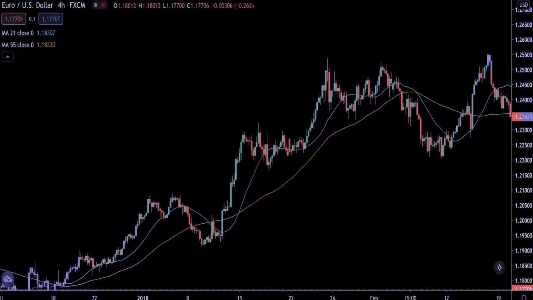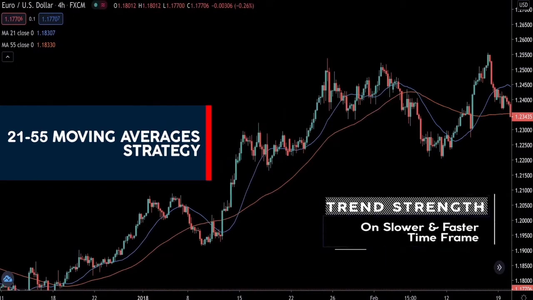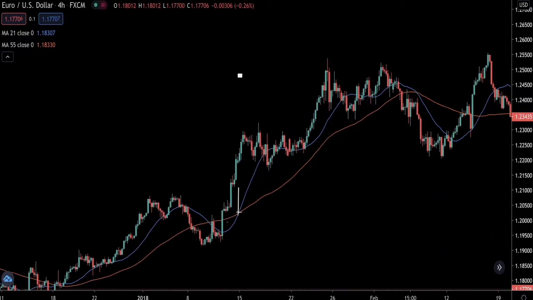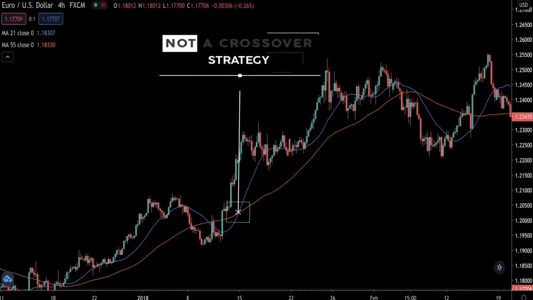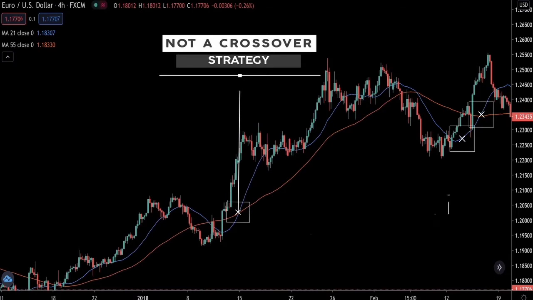So in this strategy, we will be using the 21 and 55 moving averages. This setup will provide a good indication of the trend strength on a slower and faster time frame. Before I show you how to apply this strategy, let me first point out that this is not your typical moving average crossover strategy where you enter a trade when a fast moving average crosses a slow one. While that strategy is perfectly normal and valid, I like to show you a specific repetitive pattern that I have observed rather frequently.